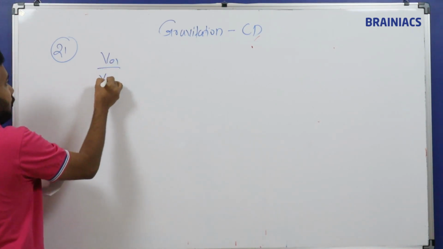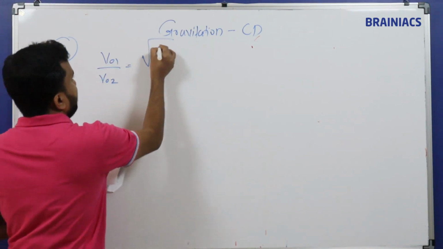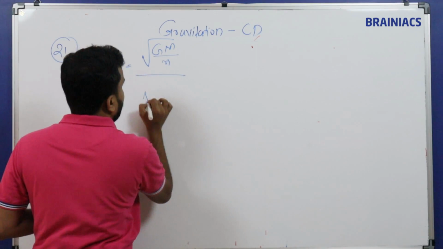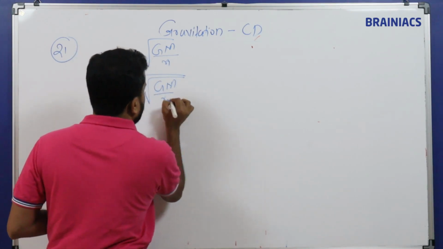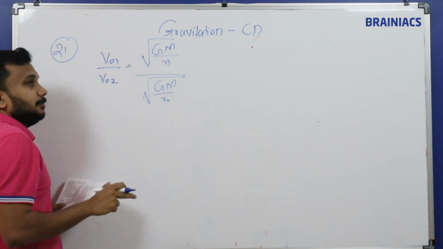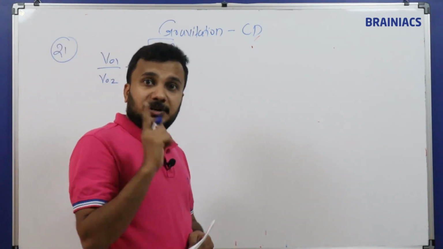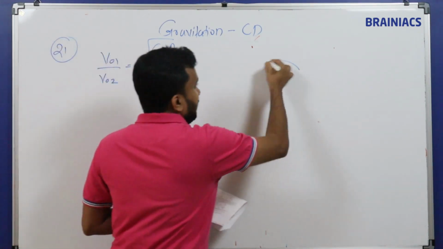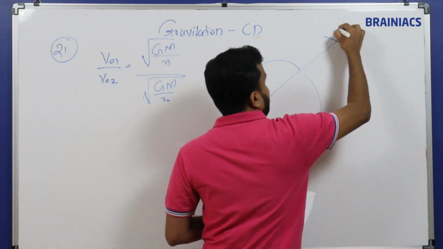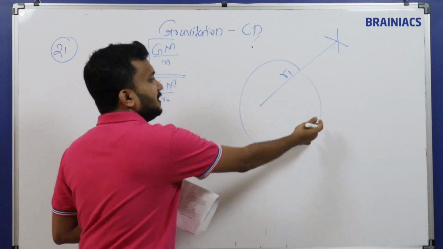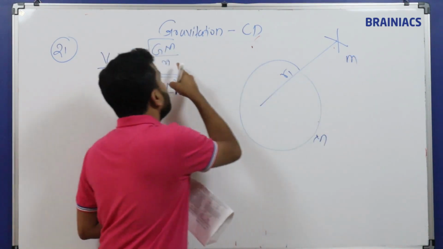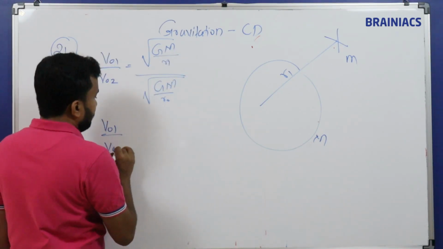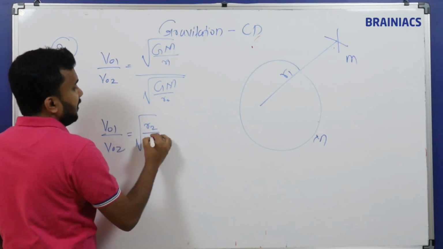Orbital speed of 1 divided by orbital speed of 2 is equal to, what is orbital speed? Root of G into mass of earth divided by the radius r1, divided by root of G, mass of earth divided by its radius r2. So the orbital velocity does not depend upon the mass of the satellites. Orbital velocity depends only on the mass of earth and the radius. If a satellite is placed over here, this is called r1. This is earth mass, this is satellite mass, small m, and it does not depend on satellite mass. So orbital velocity of 1 divided by orbital velocity of 2 is equal to root of r2 divided by r1.